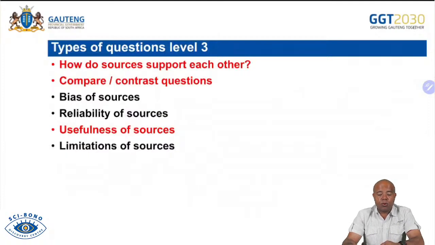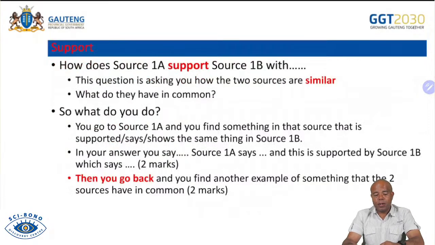For example, how do sources support each other? Compare, contrast questions. How biased is a source? How reliable is the source? The usefulness of a source and the limitations as such also. Now let's go further into detail. When we talk about support, normally they say, how does source 1A support 1B with regards to the topic that you are dealing with?